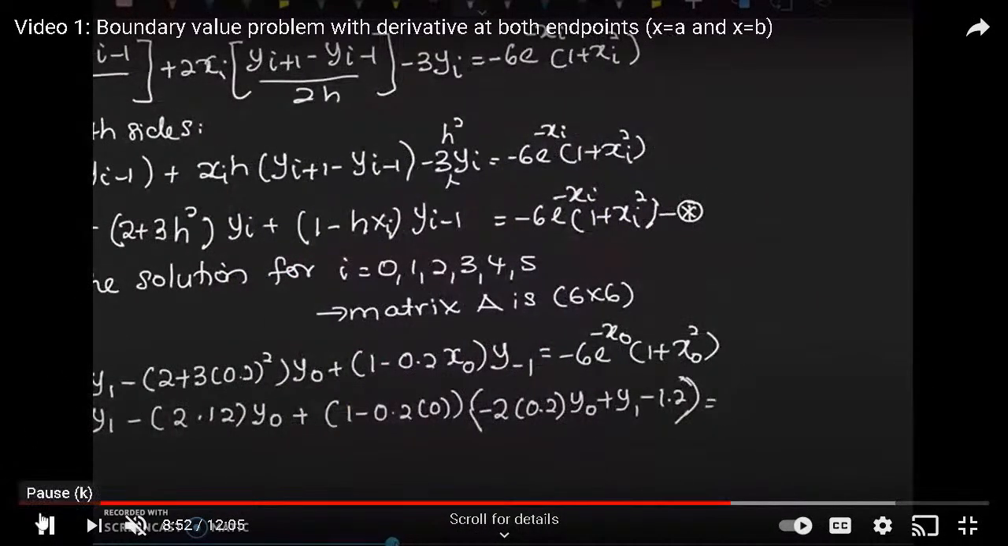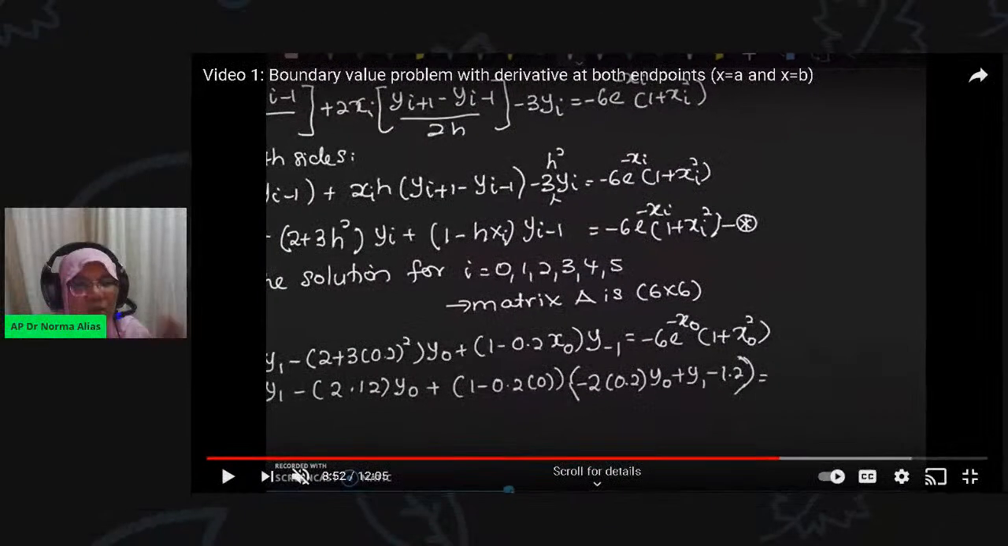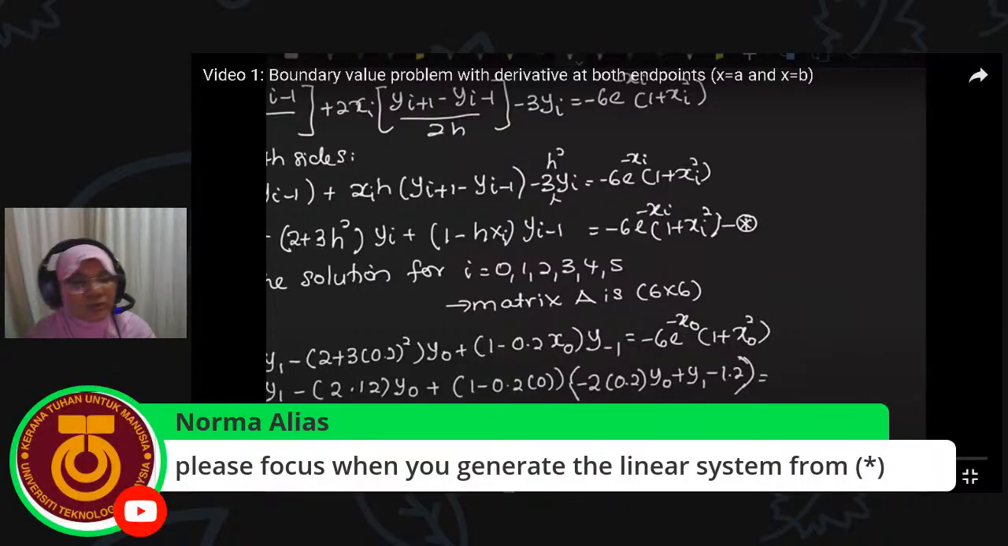When you want to do this, I want you to focus. When you generate the linear system from the star, from the star equation, I want you not to stop. You may not have good confidence when you meet this stage. It's common. So now I want you to set in your mind, go to self-determined learning to improve how to discretize, so that you have a star function.